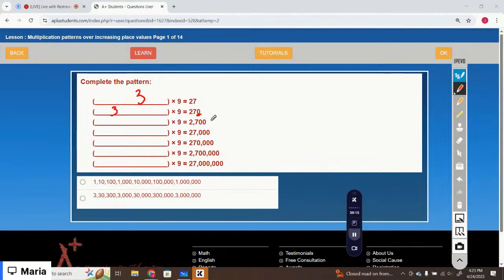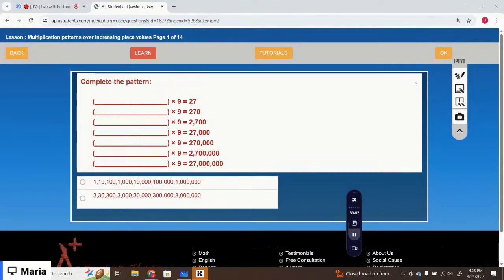9 times 3 is 27. You have one zero over here, so that means 9 times 30 is 270. Then in the same way, 9 times 300 is 2,700. Then 9 times 3,000 is 27,000. Then 9 times 30,000, then 9 times 300,000, and then 9 times 3 million. So option number 2 is the correct option.